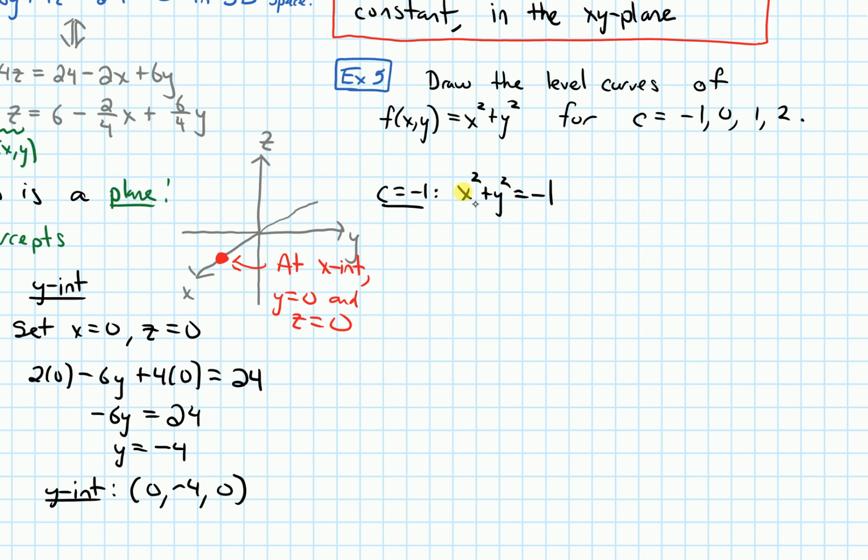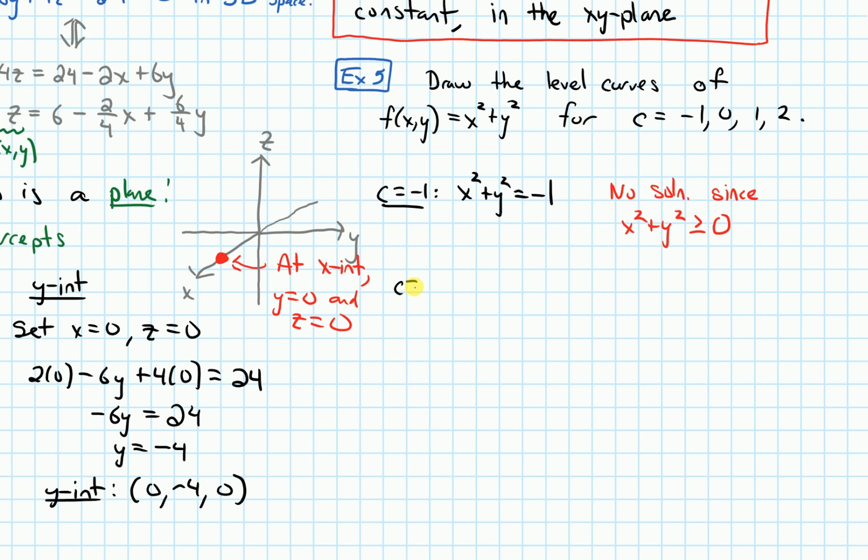And when I look at this equation right here, this actually has no solution, since when you square a real number, it's going to be non-negative. So x squared is non-negative, y squared is non-negative. So when you add them together to get x squared plus y squared, that's going to be non-negative as well. It's going to be greater than or equal to 0. So there's no way it can be equal to -1. All right, let's move on to the next c value.